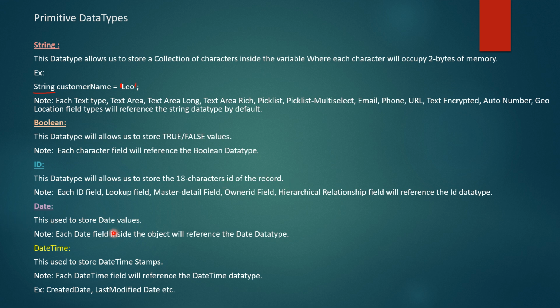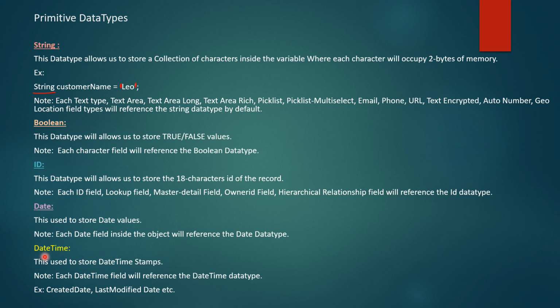Date. This is used to store date values. Each date field inside the object will reference the date data type. Date time. This is used to store date time stamps. Each date time field will reference the date time data type. Created date, last modified date, etc.